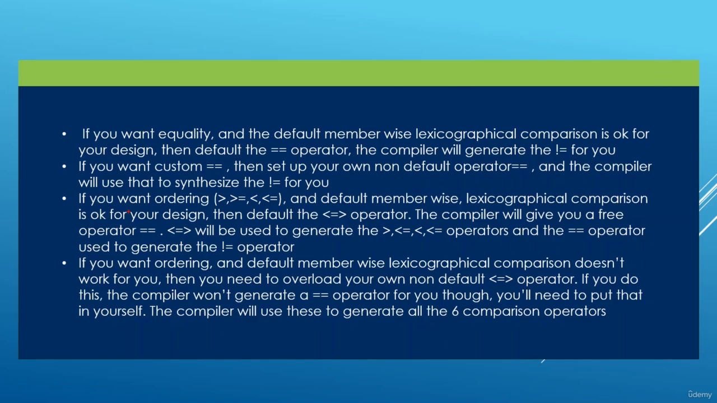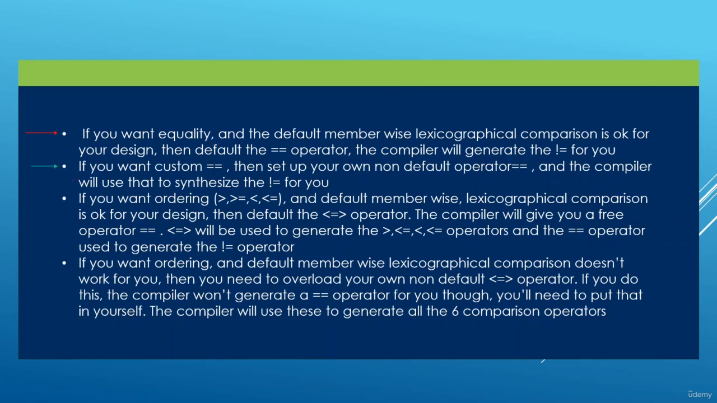If you want to only do equality, for example, you want to know if something is equal to another thing, and you don't care about the greater than, less than operators, you can just set up equality in your program. And if default member-wise comparison is okay for you, you don't really need to implement anything. You can default the equality operator, and the compiler is going to do member-wise comparison. And this is what we say here. If you want equality and default member-wise lexicographical comparison is okay for your design, then you can default the equals operator, and the compiler is going to give you a free not equals operator that you can use in your program, and this is really cool.